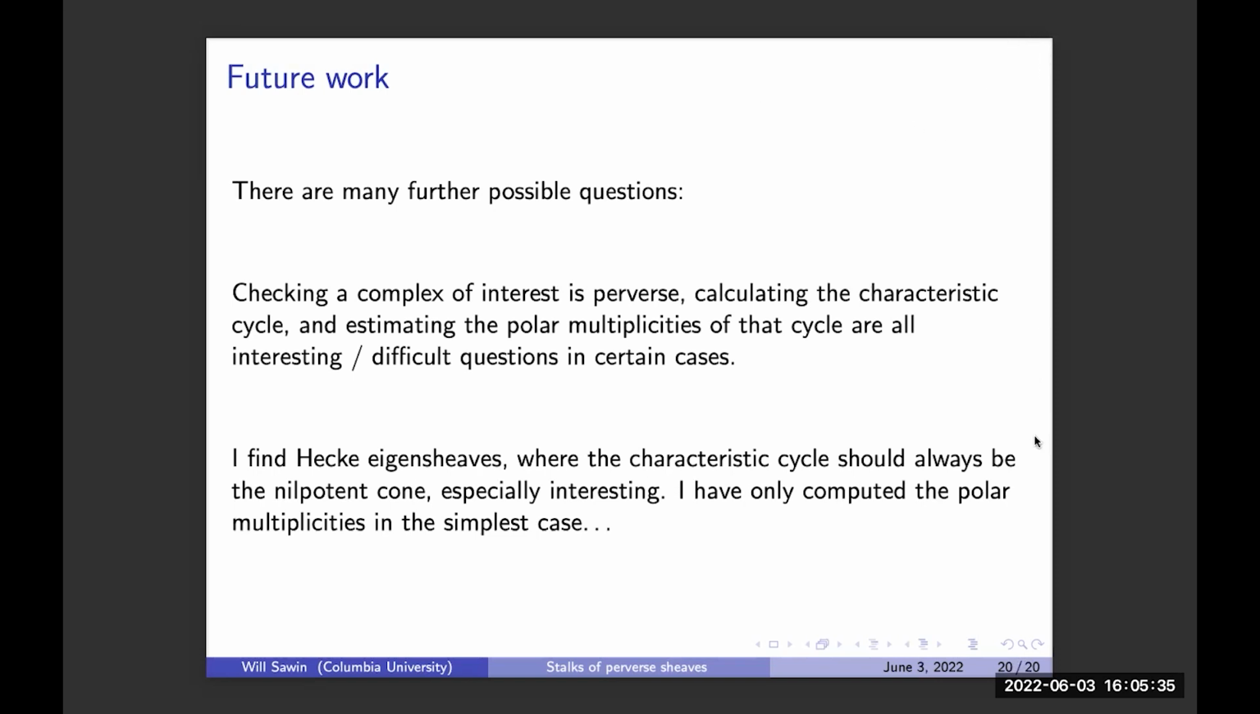So thank you for the interesting lecture. Today you talked on the dimension at one point, the stalk at one point. So can you say something on the global thing, like global cohomology, the dimension of global cohomology?